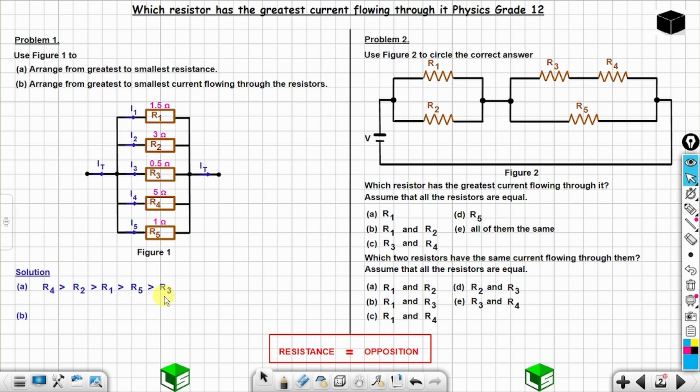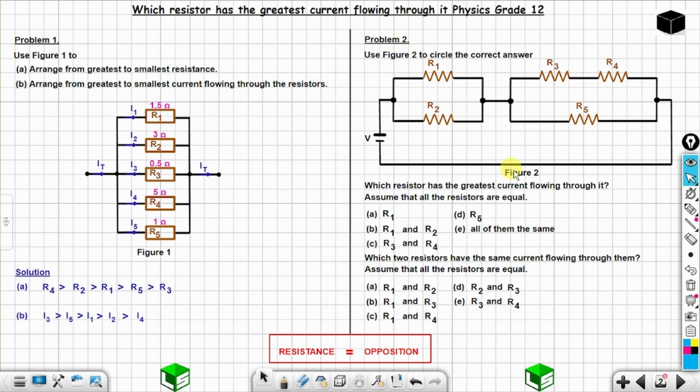So this current I3 will be the greatest, followed by I5, greater than I1, greater than I2, greater than I4. Remember, resistance is inversely proportional to the current. The greater the resistance, the smaller the current that is going to flow through the resistor. The smaller the resistance, the greater the current. So remember that.